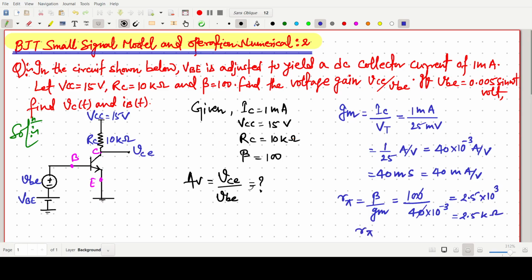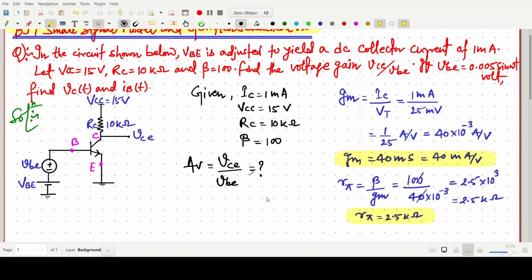These two parameters we have already calculated, because they are very important in a small signal model, since we are going for the AC analysis. So gm and r pi we have calculated. Now we have to go for the AC analysis. Small signal means small v, small c, small e, small b, small e, with lowercase subscripts, meaning this is a small signal, AC analysis basically.